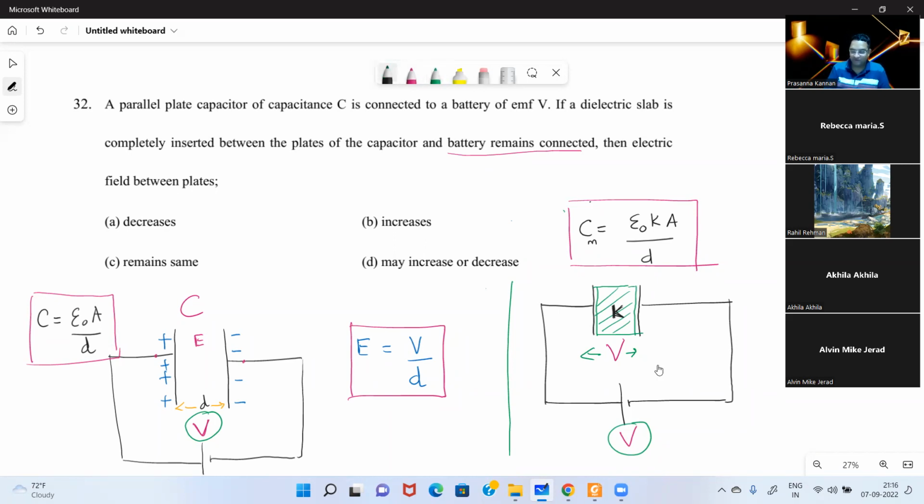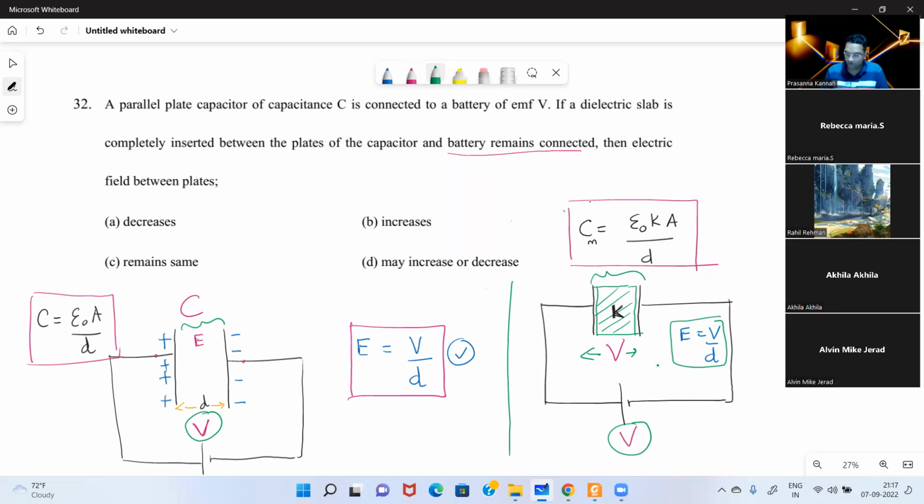So what will happen to the electric field between the plates? What is the formula connecting the electric field? E is equal to V divided by D. Has the distance changed? Has the distance between the plates changed, or is it the same? Distance is the same, correct? Only the capacitance has increased, right?